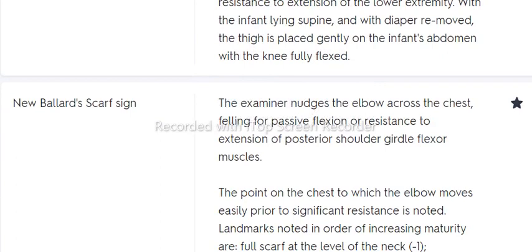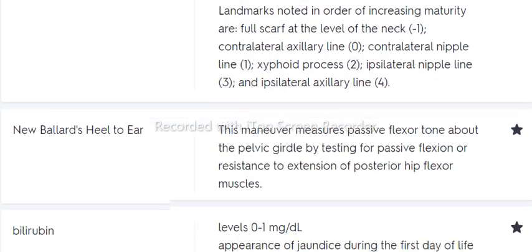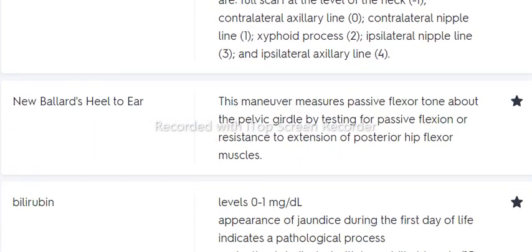New Ballard's scarf sign. New Ballard's heel to air. This maneuver measures passive flexor tone about the pelvic girdle by testing for passive flexion or resistance to extension of posterior hip flexor muscles.